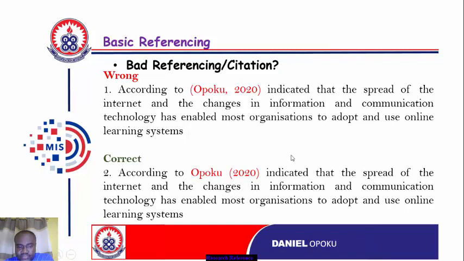Hope is clear. So know where you bring your reference here. It's not according to Opoku. This one is wrong. You have imprisoned Opoku. It means that whatever you say here has nothing to do with Opoku. But you have to bring the name Opoku out, and bring the bracket somewhere. So now you are referring to Opoku, and Opoku wrote the article in 2020. That is the correct way to cite a reference.